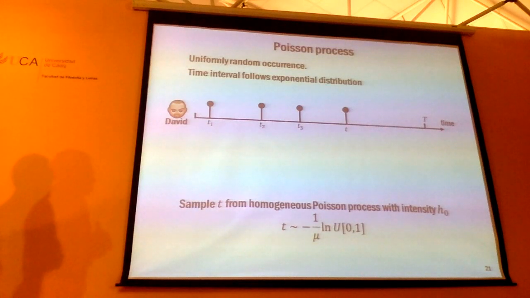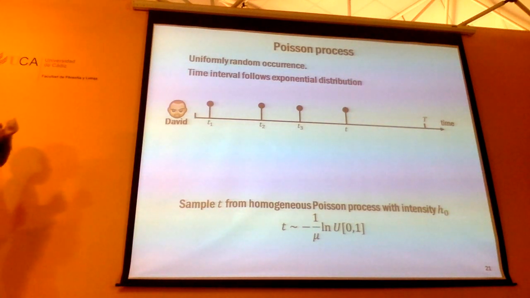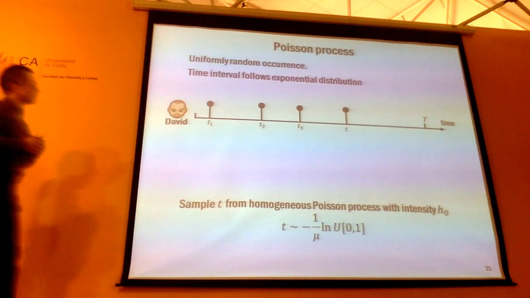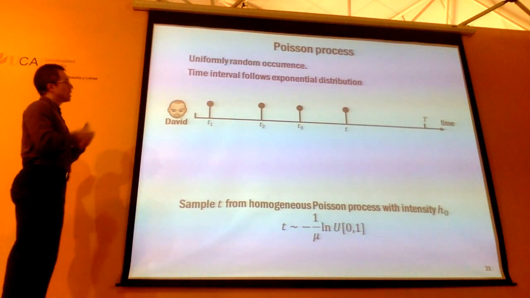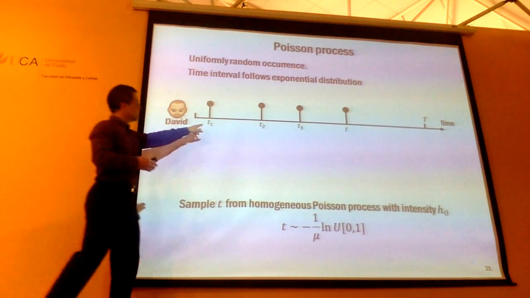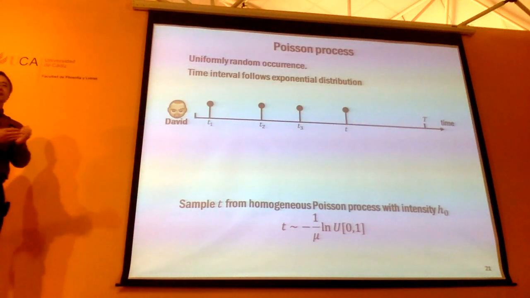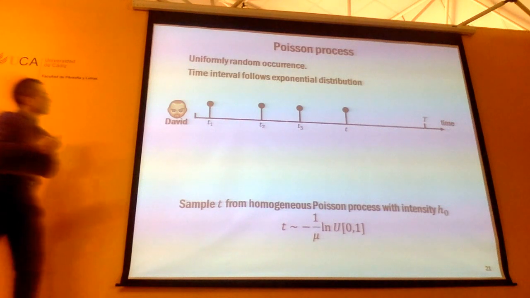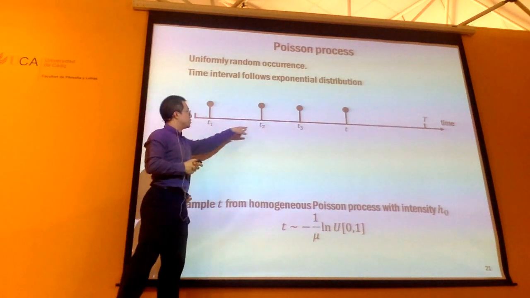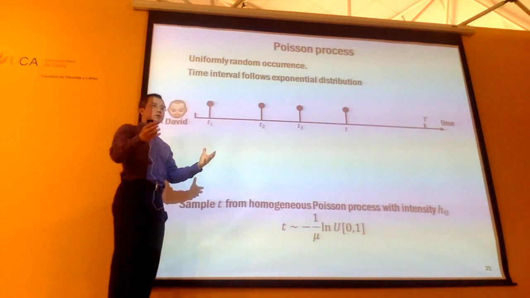It is used for modeling the arrival of buses at a bus stop, the arrival of telephone calls at a telephone call center, things like this. What a Poisson process is doing is assuming that the occurrence of the events is spread evenly across time. And the interval between two events is going to follow an exponential distribution.